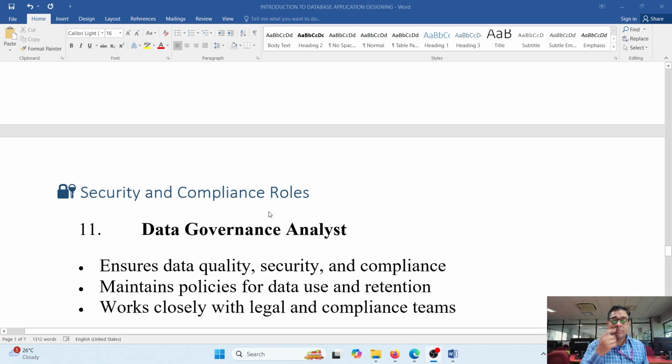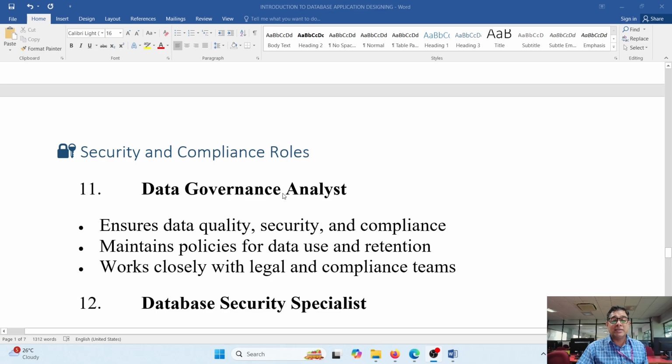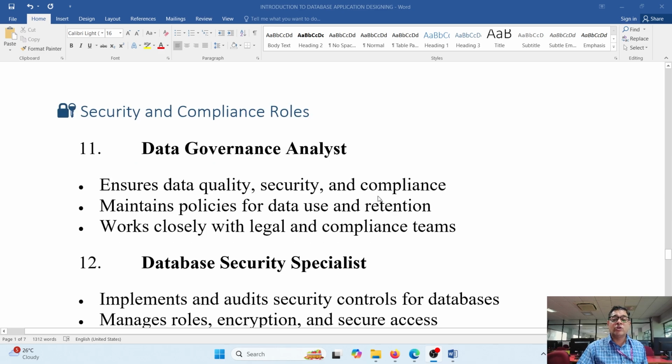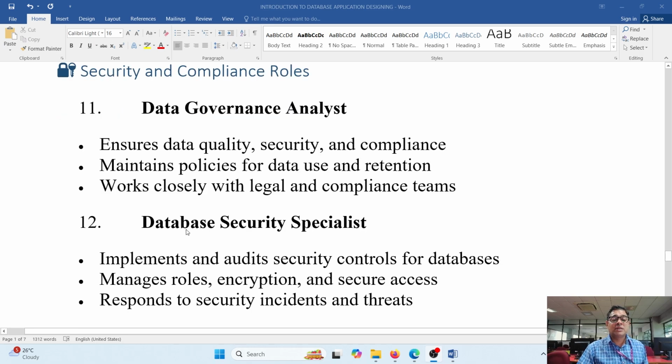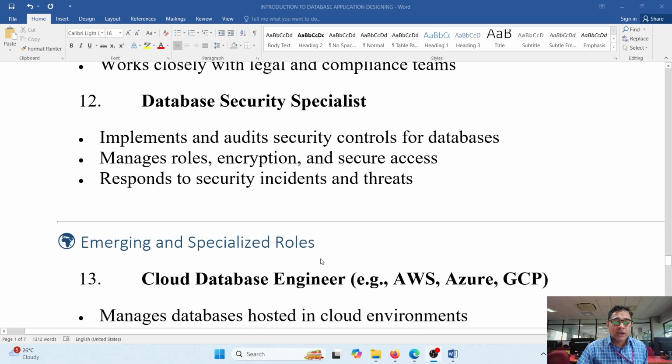And then security and compliance roles are also available. You can become a data governance analyst, where you can ensure the quality, security, compliance, and make the policies and all. Then you can become a database security specialist, where you handle encryption, decryption, managing the roles, finally dealing with the data. So you can provide the security for this as such.